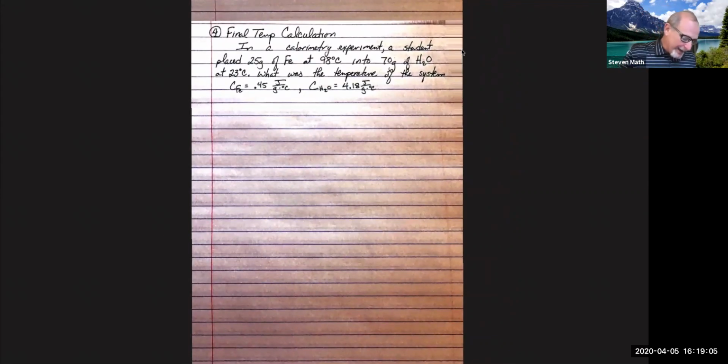Okay. In a calorimetry experiment, a student placed 25 grams of iron at 98 degrees into 70 grams of water at 23 degrees. What's the temperature of the system? And they gave us these specific heats. Well, now we've got a fair amount of layout to do for this.